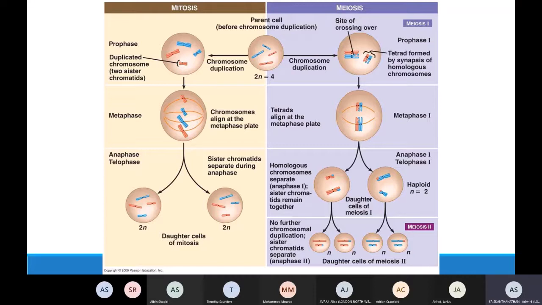So each cell at the end of mitosis will still have 46 chromosomes, whereas in meiosis it will have 23. And the purpose of this is when the egg and the sperm fuse, then it will have a total of 46 at the end to form the embryo and then your little human afterwards.